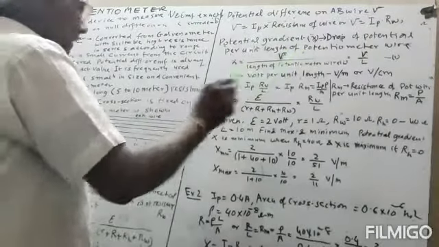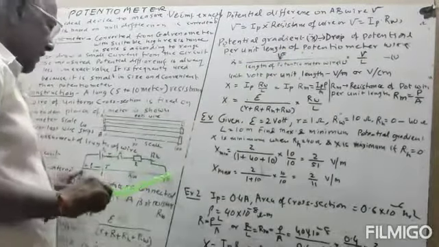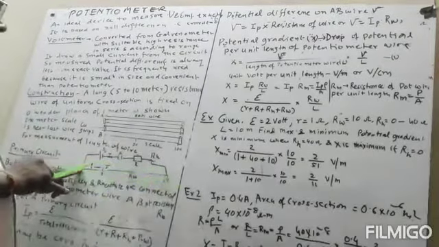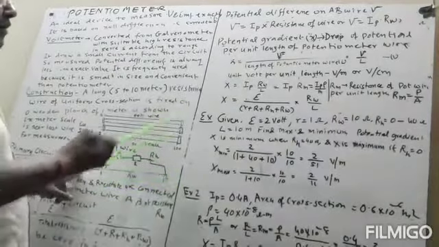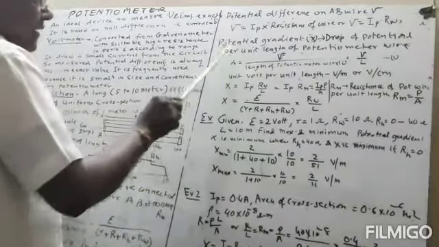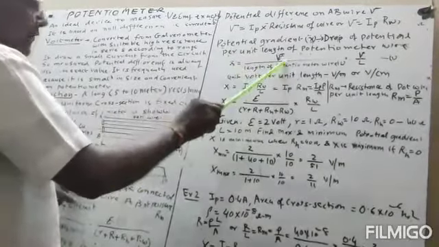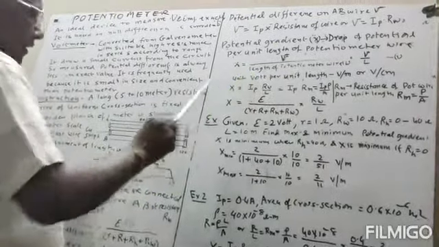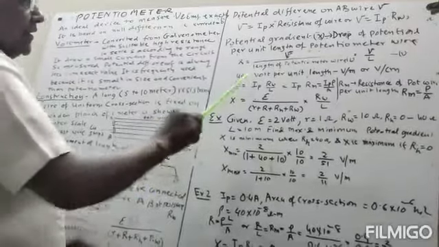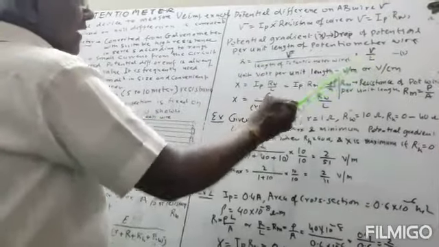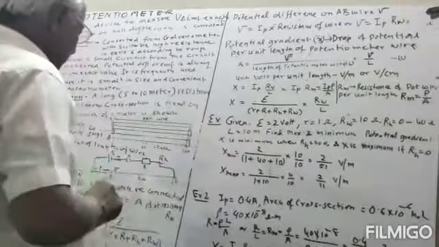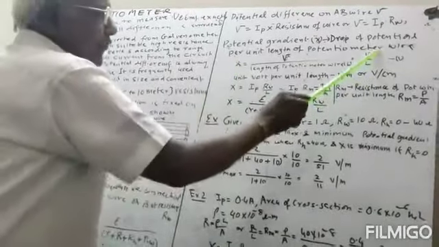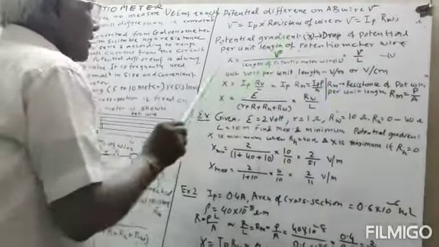So this wire is A to B, and from A to B the potential difference is capital V. So X, the potential gradient, will be equal to capital V, the potential difference between A and B, divided by the total length, which is capital L. Capital L is the total length of the potentiometer wire from A to B. So X will be equal to V divided by L.